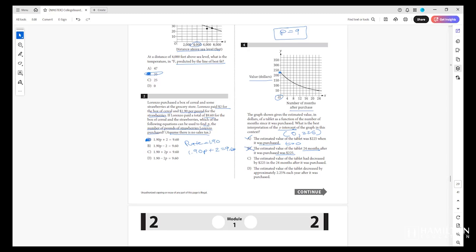C, the estimated value of the tablet has decreased by 225 in 24 months. Well, we can see that it decreased by maybe about 175. And again, that's not involving the y-intercept, so we can cross it off. D, the estimated value of the tablet decreased by approximately 2.25% each year it was purchased. Again, that may be true. I think it's actually probably 2.25% each month, but either way, it's not the y-intercept. So all of them are gone, and the answer was A.